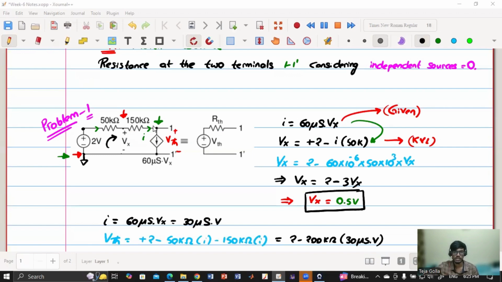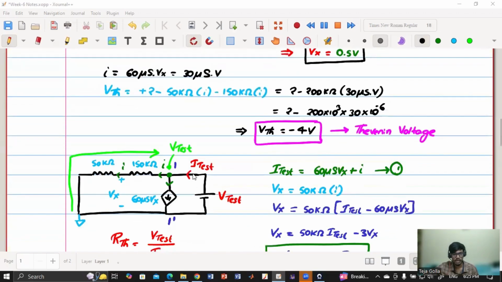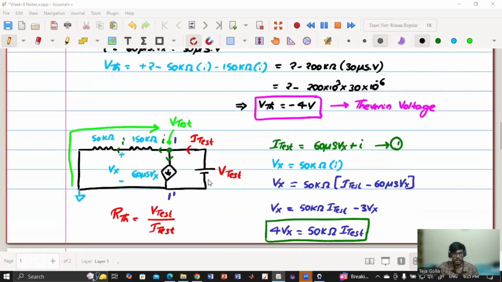So in such circumstances, what we do is we assume that there is a voltage source. We are connecting a voltage source and we are assuming that it is drawing some current. So now the ratio of this V test by I test is nothing but the RTH, right?